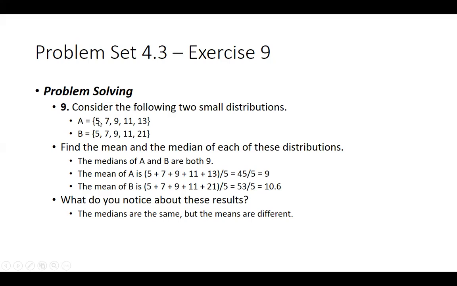To find the mean of A, we add them all up and divide by 5. 5 plus 7 plus 9 plus 11 plus 13 is 45. 45 divided by 5 gives us 9. The mean of A is 9. The mean of B, add them all up and divide by 5. 5 plus 7 plus 9 plus 11 plus 21 is 53. 53 divided by 5 is 10.6. What do you notice about these results? Well, the medians are the same, but the means are different.